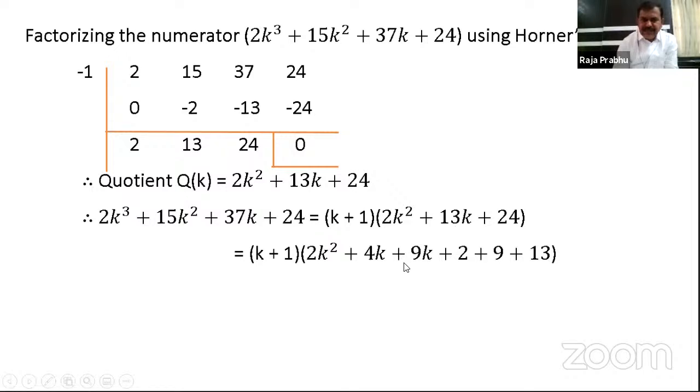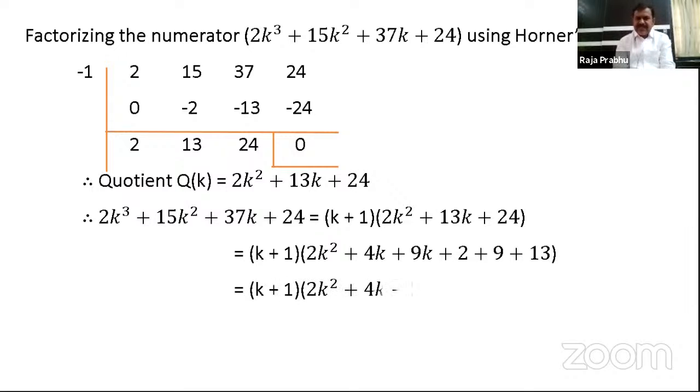13k can be written as 4k plus 9k. Why write only like this? Why not 5k plus 8k or 3k plus 10k, etc.? It is according to our requirement, according to the solution that we are expecting to prove. It should be split only like that. And this 24 also can be written in three parts, that is 2 plus 9 plus 13, etc. Okay, now let us see what is happening in the next step.